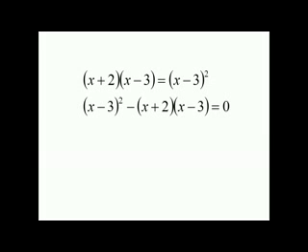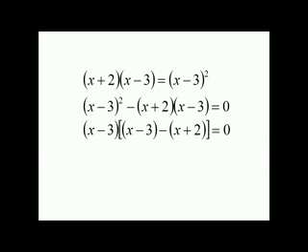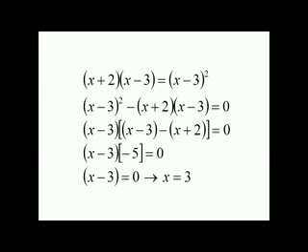Both terms have an x minus 3 term, so we factor that out. The first term is left with x minus 3. The second term is left with x plus 2. Simplifying inside the brackets, we have a negative 5. If we divide that over, we're left with x minus 3 equals 0, or x equals 3. So there's our answer, and we box it in.